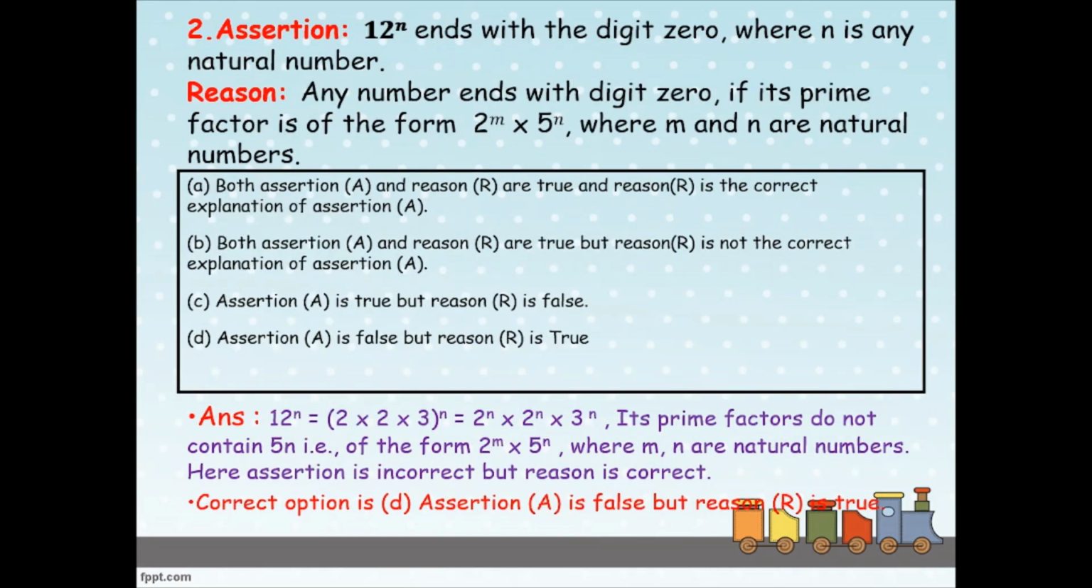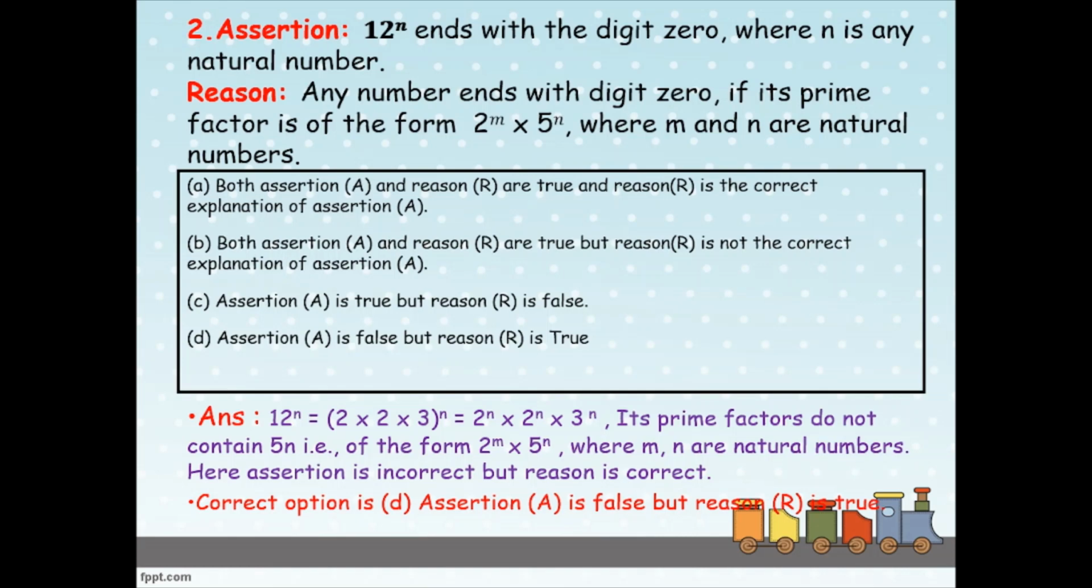Question 2. Assertion: 12 power n ends with the digit 0, where n is any natural number. Reason: Any number ends with the digit 0 if its prime factor is of the form 2 power m and 5 power n, where m and n are natural numbers. This is nothing but the fundamental theorem of arithmetic. So the reason is a true statement. We check it with the assertion.